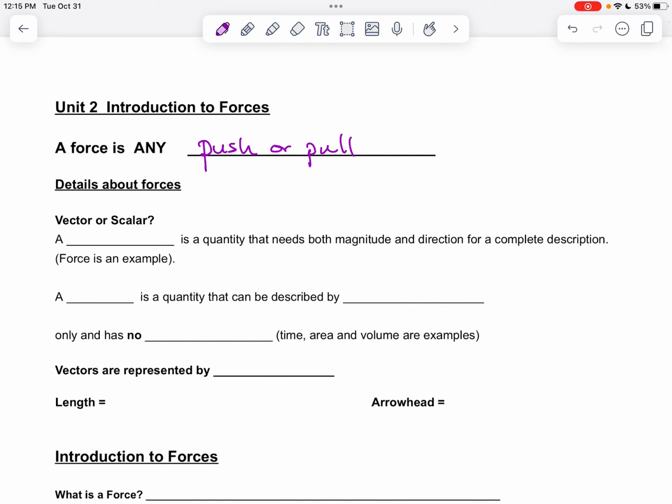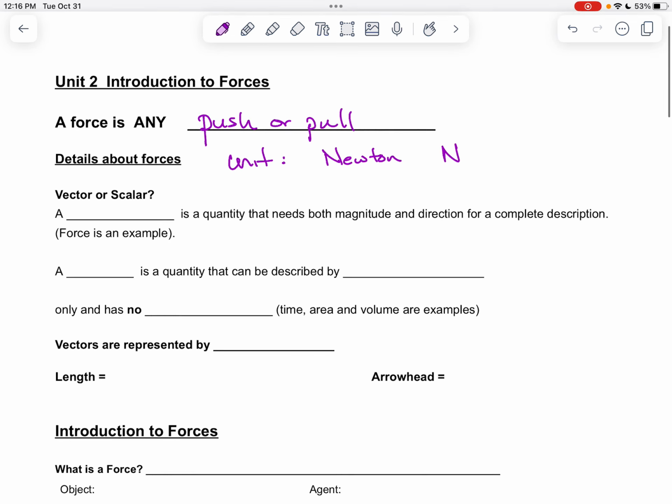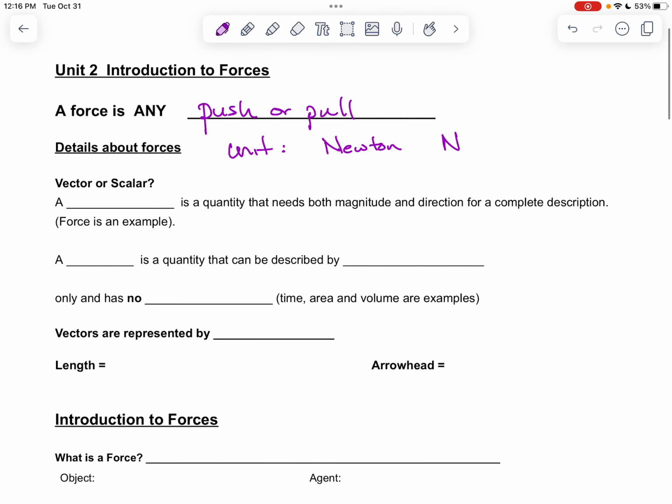Details about forces, we've already studied. The unit for force is a Newton. So just a little bit of review. It's always kind of nice that not everything is new. So capital letter N is what we're going to use for newtons. But we need to get more into this detail.